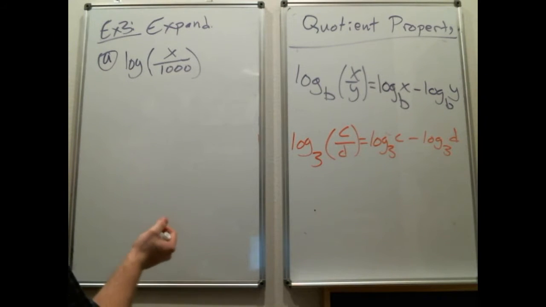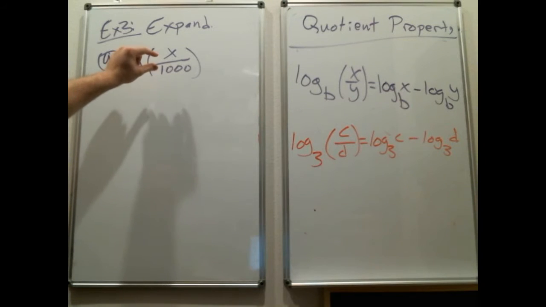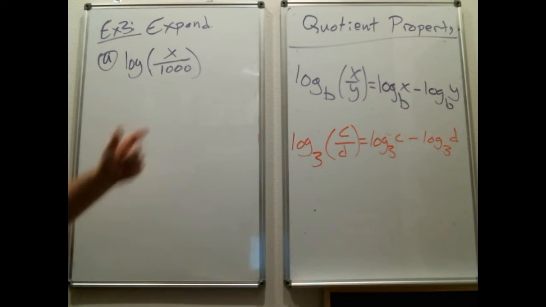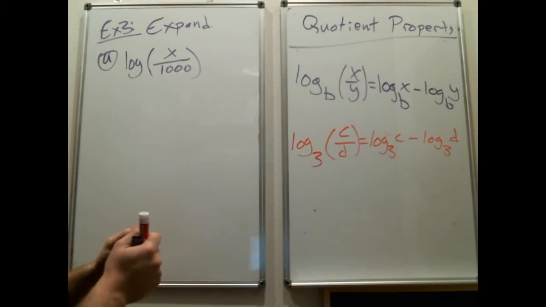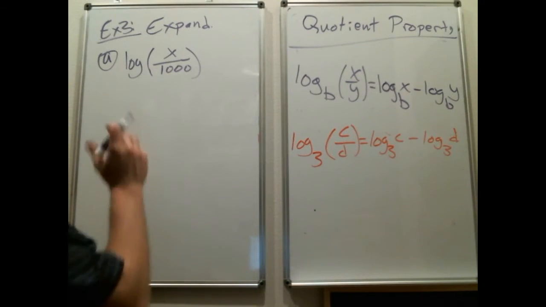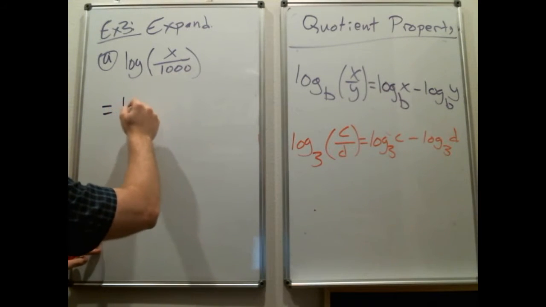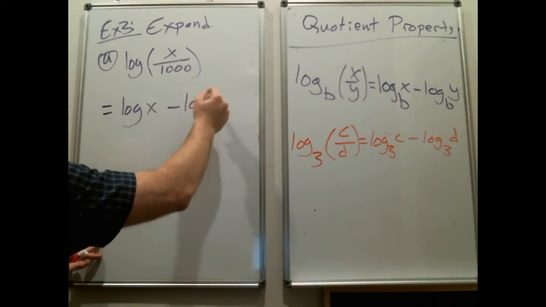So here you need to be able to recognize these properties right off the bat when you see them. Here I see that I'm dividing two things under the same log. So I can take these two things and write them as two separate logs and subtract those two terms. If I was multiplying in here, then that would tell me I'm using the product rule, and I can break them apart and add them. So just be able to recognize that and get faster at it. So here I can write this as log of x minus, because it's the quotient, log of 1,000.